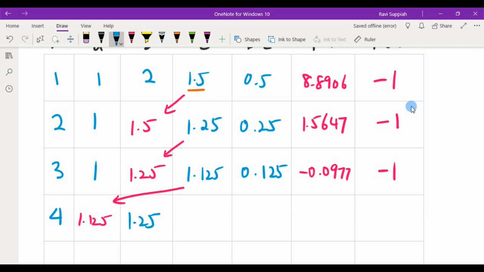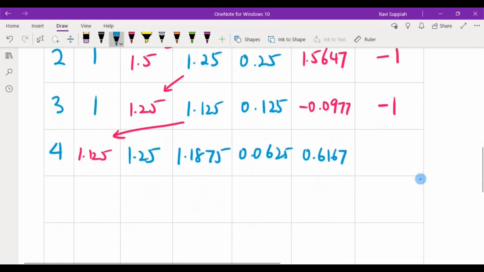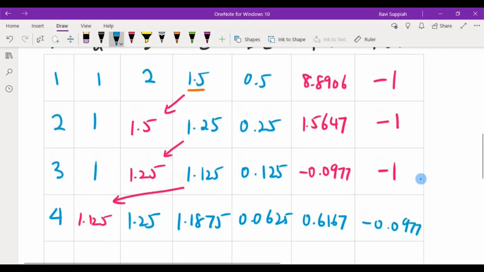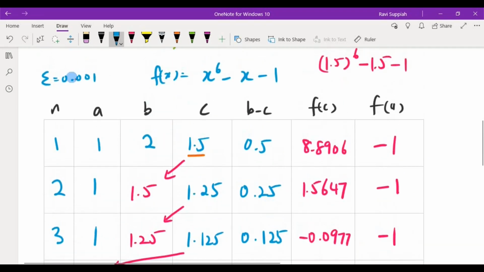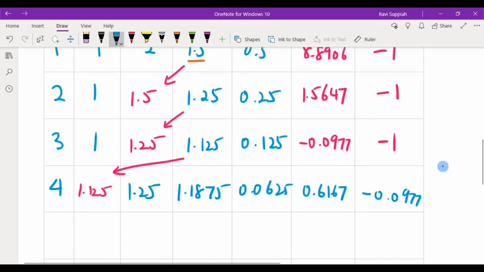And the C is again A plus B divided by 2, so I get 1.1875. Then here I will get B minus C, which is 0.0625 and 0.6167. That is your FC, and finally your FA you will get as negative 0.0977. And we look at the B minus C here, 0.0625, again not yet at the epsilon we want, so we have to carry on.